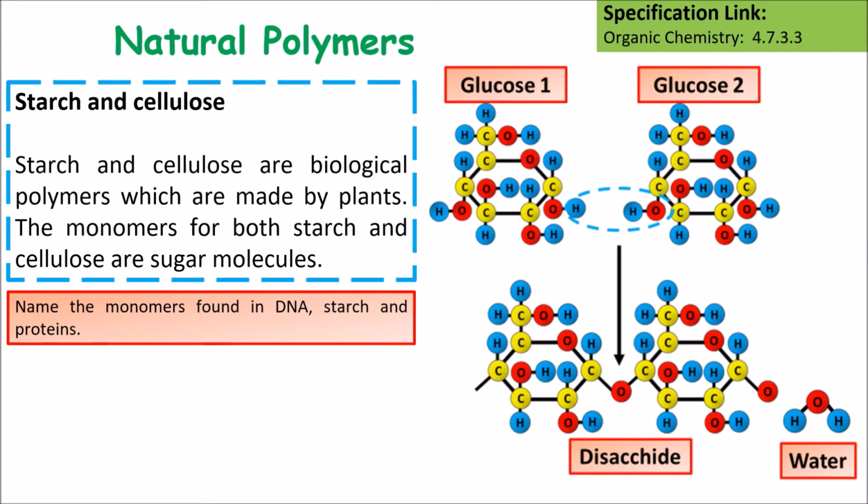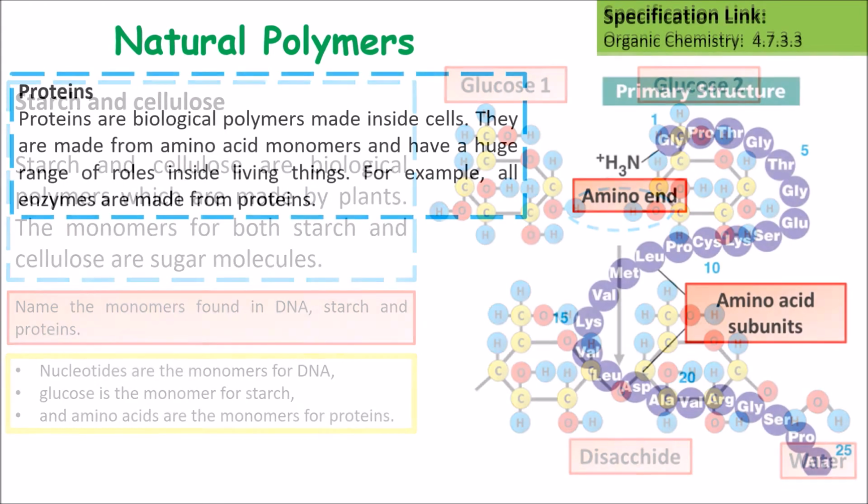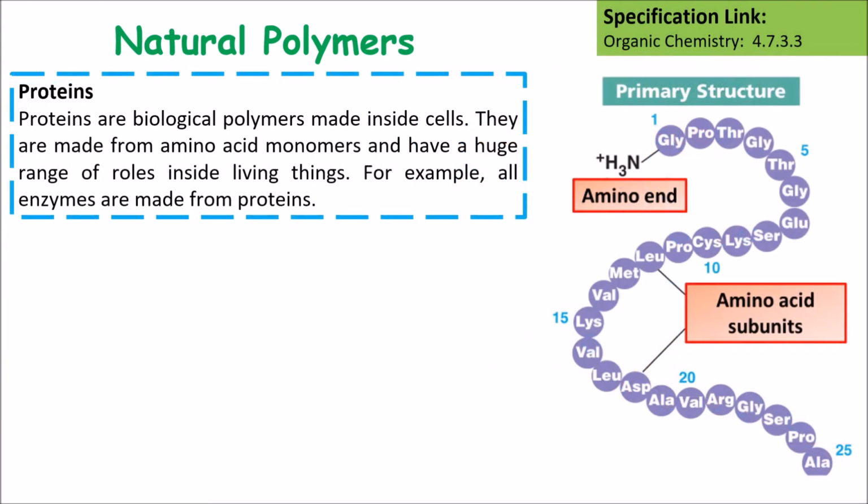So if we're looking at naming the monomers found in DNA, starch and proteins, in DNA it's nucleotides, it's glucose in starch, and in proteins, as we'll see next, it is amino acids. Proteins are biological polymers made inside of cells. They are made from amino acid monomers and have a huge range of roles inside of the body. So, for instance, enzymes are made from proteins.